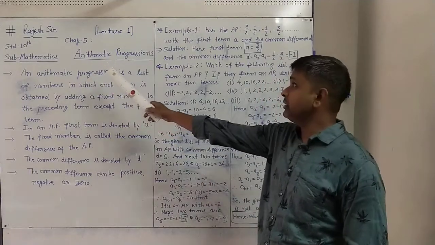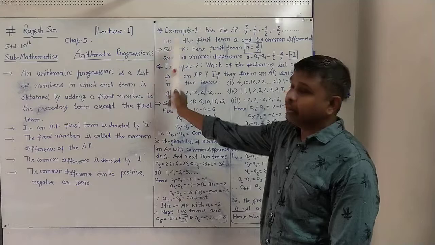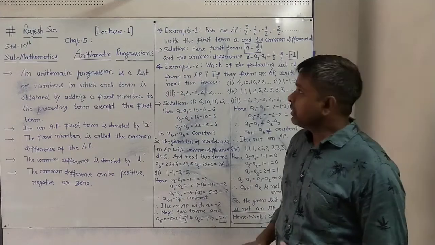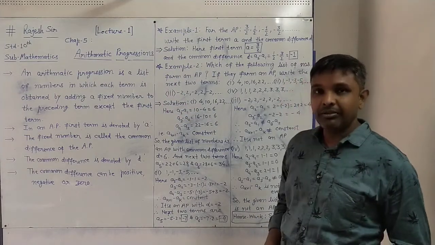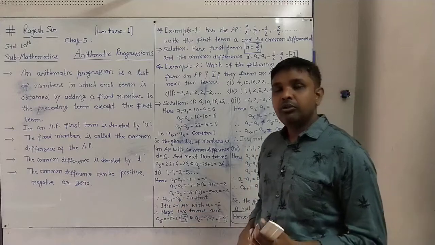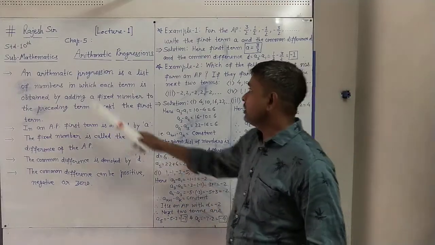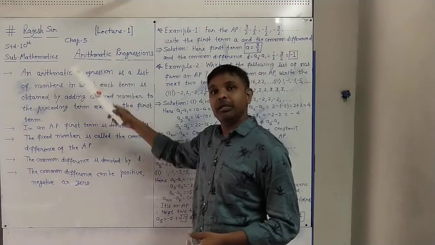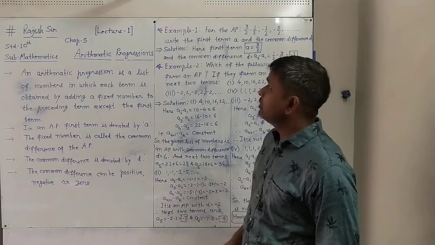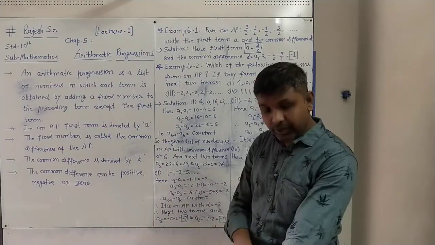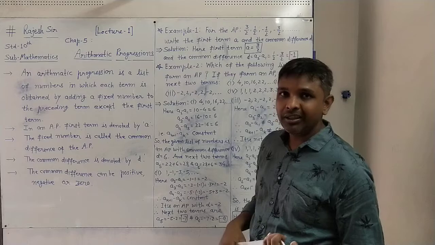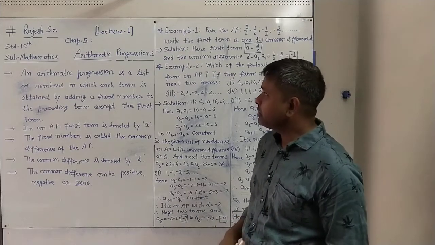Now we are having arithmetic progression. Chapter 5, arithmetic progression, which is also called AP in short. AP, arithmetic progression. So this is lecture number 1. We will understand the definition of AP and some terms in that.